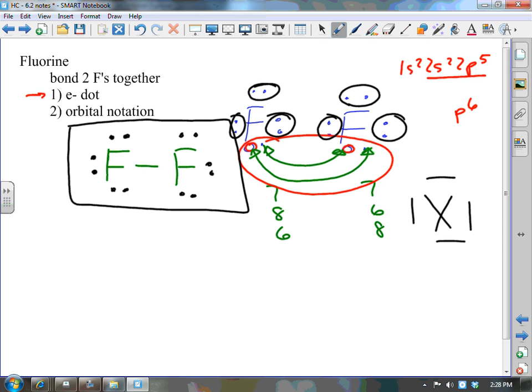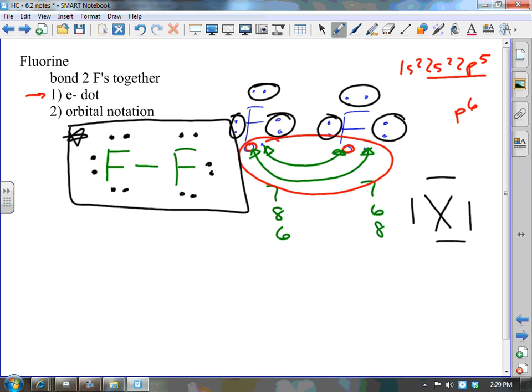As you get better at this, are you going to necessarily have to write out all these arrows and do all this? Can I just do it in my head and then get to the final answer? Yeah, I'd say you can do that as long as you get the right answer. Okay. But that's what we want. That is the structure of a fluorine molecule.